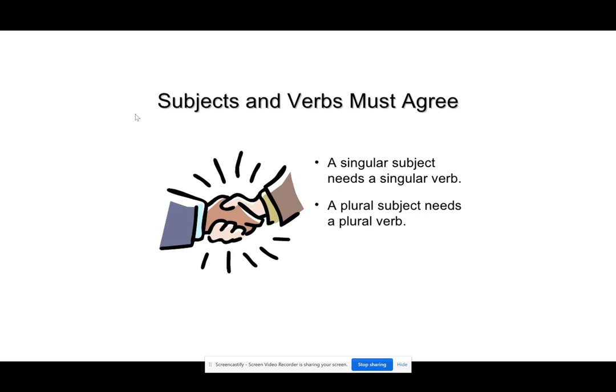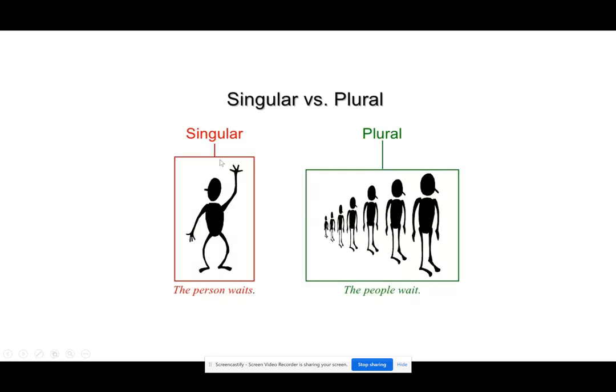Okay, in this PowerPoint presentation, we are going to look at subject-verb agreement. And I like this illustration because they get along. Subject and verbs in a sentence must agree. If you have a singular subject, you must have a singular verb. And plural subjects need plural verbs. So singular is one, plural is many.